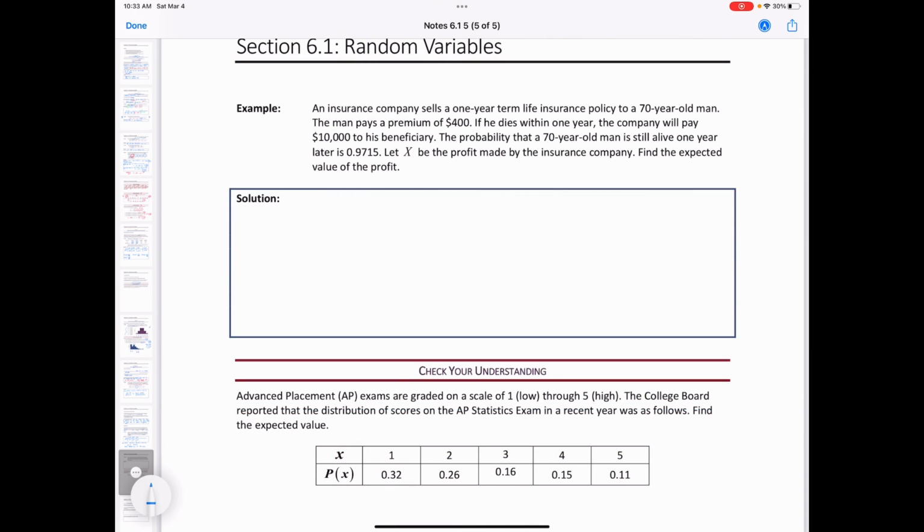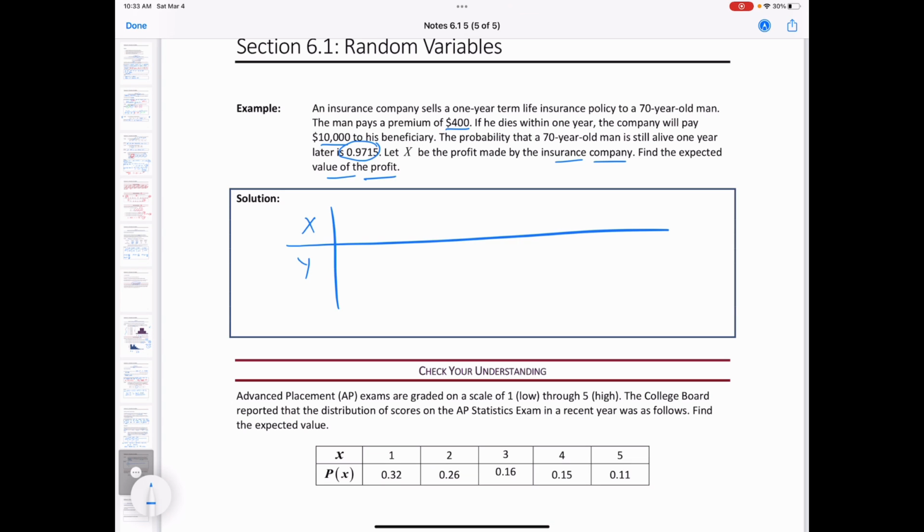On this one, it says an insurance company sells a 1-year term life insurance policy to a 70-year-old man. The man pays $400. If he dies within 1 year, the company will pay $10,000 to his beneficiary. The probability that a 70-year-old man is still alive 1 year later is 0.9715. Let X be the profit made by the insurance company. Find the expected value of the profit. And I'm going to do the same thing. I'm going to make a table.